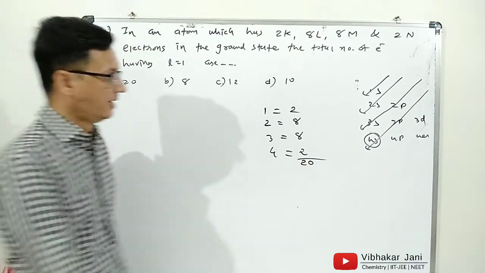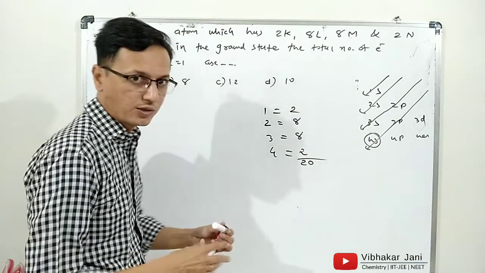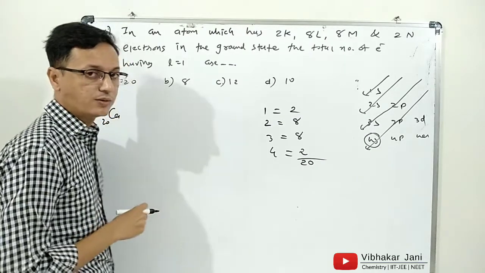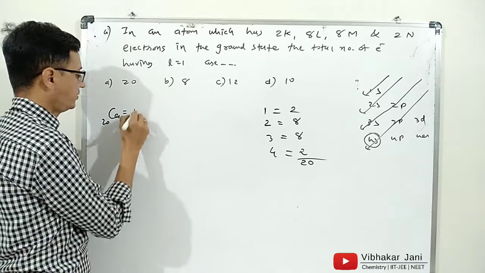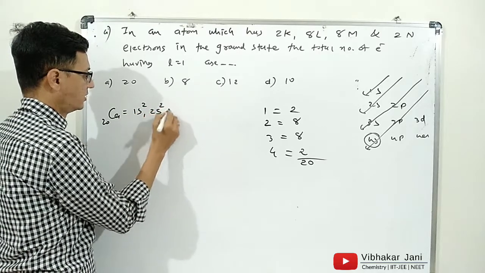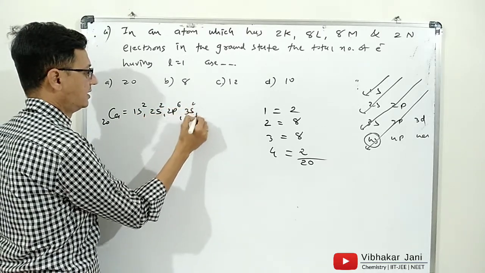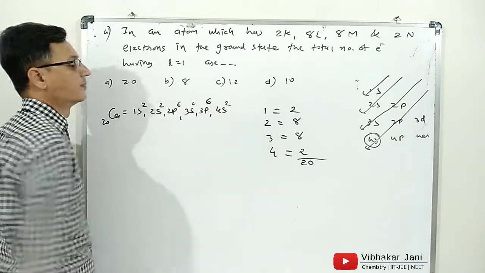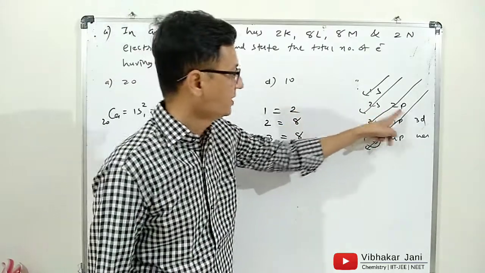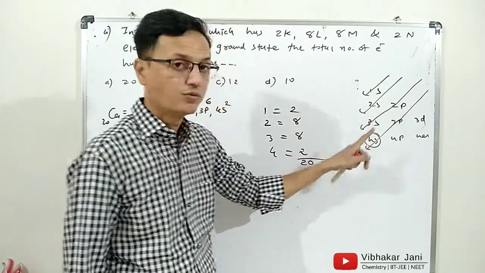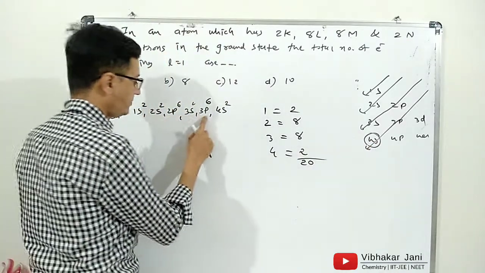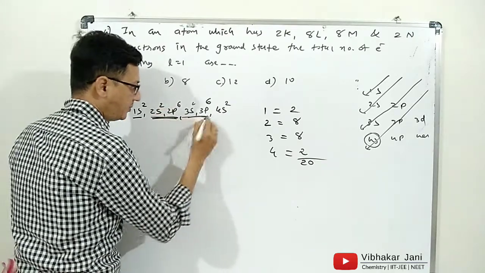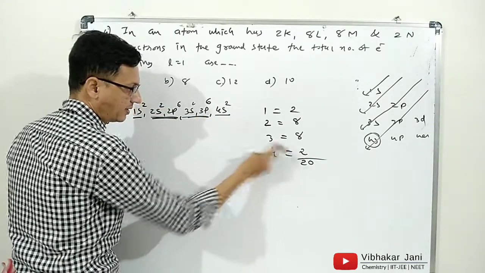Let us arrange them. It is calcium. I know that 20 is the atomic number of calcium. So the electronic configuration is 1s2, 2s2, 2p6, 3s2, 3p6 and 4s2. That makes 20 electrons. Let us count: in the first shell 2, in the second 6 plus 2 is 8, in the third also 6 plus 2 is 8, and in the 4th 2.